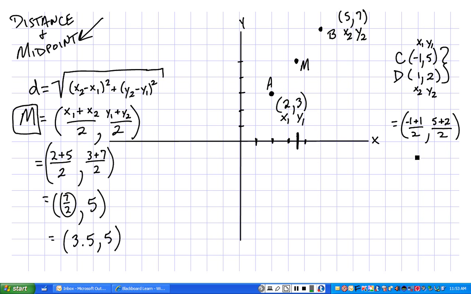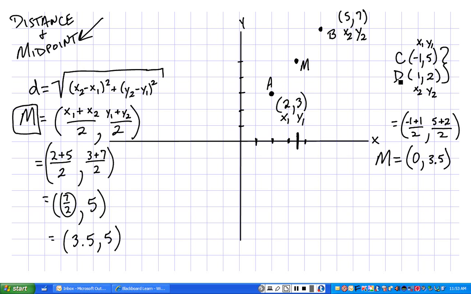-1 plus 1 gives me a 0, so I have a 0 for my x. 5 plus 2 is a 7 over 2, and we just said 7 over 2 is the same as saying 3.5. So this point here would be middle distance between these 2 points. Alright, so my midpoint would be 0, 3.5 for C and D. Okay, so that's all it is to finding midpoint.